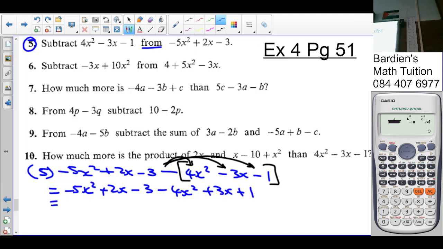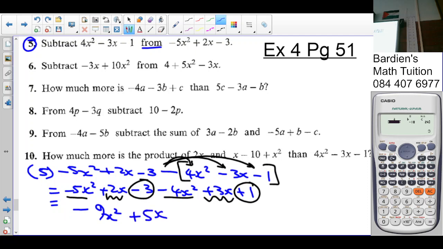So what do I do now? Look for like terms. What's negative 5x squared minus 4x squared? Negative 9x squared. 2x plus 3x, 5x. What's negative 3 plus 1? Negative 2.